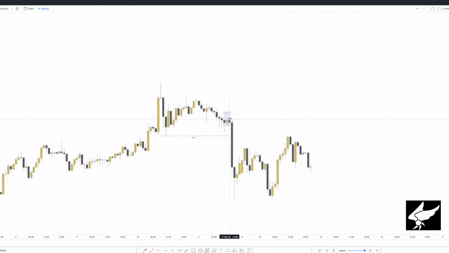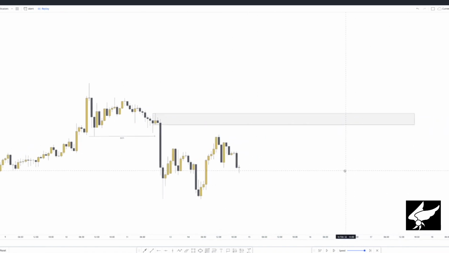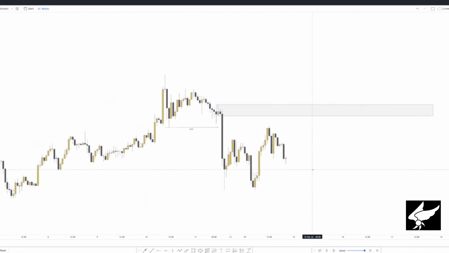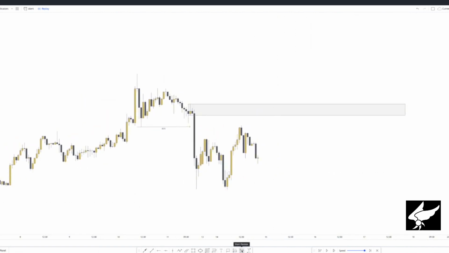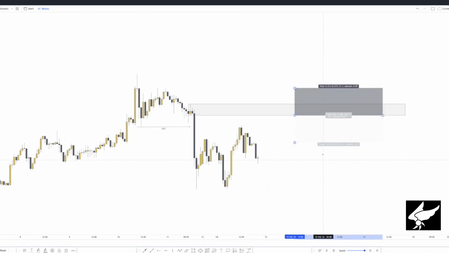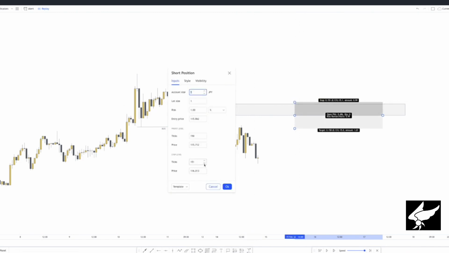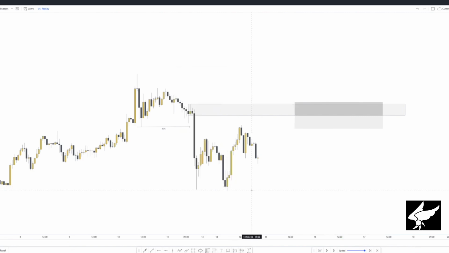All right, so now that we've located the order block, let's drag out our rectangle tool. Nice and far, give ourselves enough room. And we're gonna go ahead and set a short position right here. Let's go on the low of the order block this time. What can we get away with here? We can get away with a 15 pip stop loss. That should be fine. Just like the last example, actually.